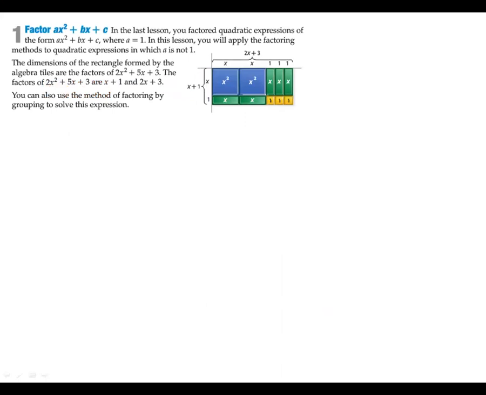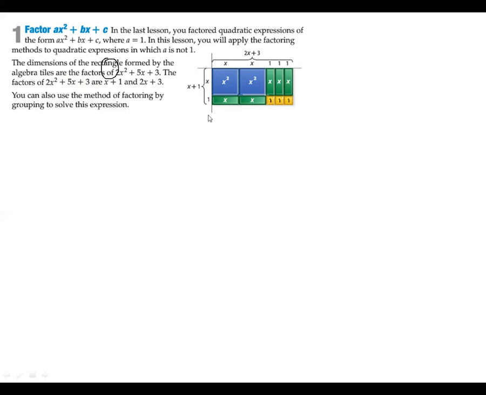In the last lesson, you factored quadratic expressions of the form ax squared plus bx plus c, where a was always 1. In this lesson, you're going to apply factoring methods to quadratic expressions in which a is not 1. The dimensions of the rectangle formed by the algebra tiles are the factors of 2x squared plus 5x plus 3. Notice that the value of a in this problem is 2, not just 1. The factors of 2x squared plus 5x plus 3 are x plus 1, and you can see it right here, and 2x plus 3 right here.